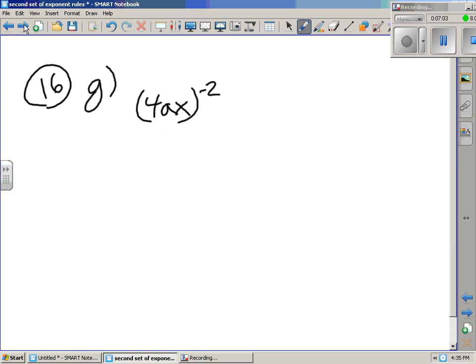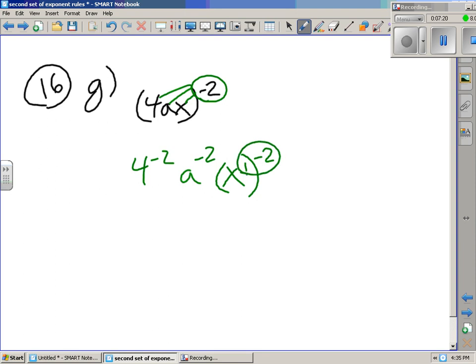Letter G, power to a group you distribute. So 4 to the -2nd, a to the -2nd, x to the -2nd. And with each of these, if you wanted, you could put x to the first to the -2nd, but then that creates another step for you. You have to do power to a power you multiply and get x to the -2nd. Don't really care how you complete that part. But remember that we're really taking the -2 and multiplying it by 1 on each of these.